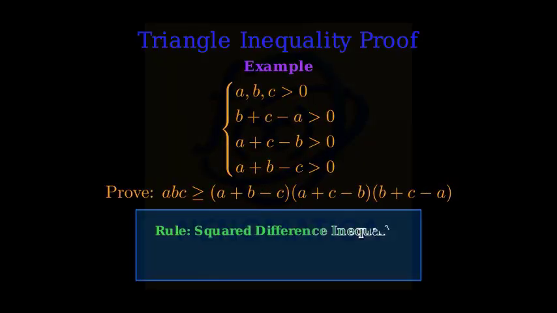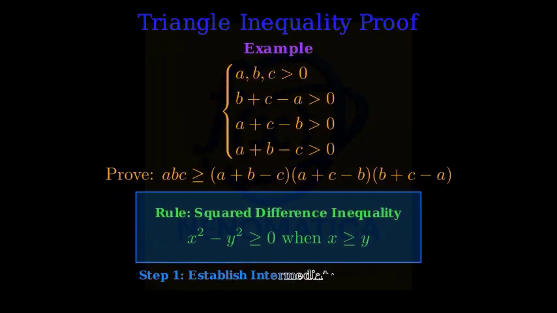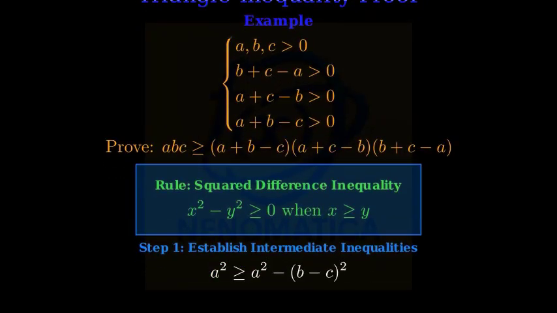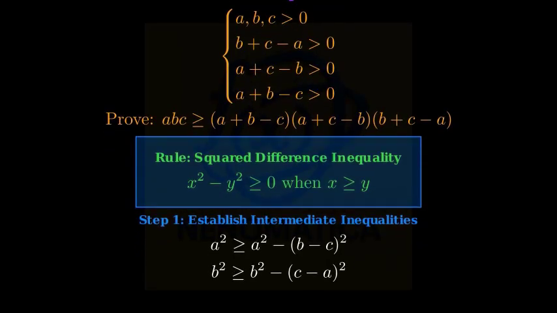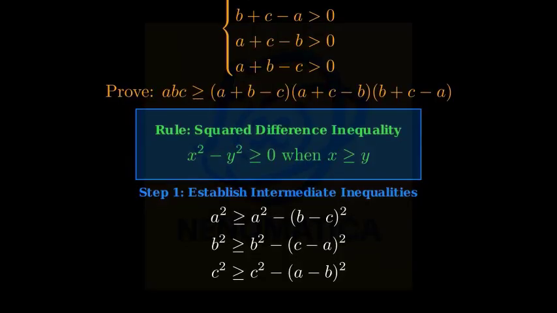Let's follow the algorithm shown in the image. First, we establish 3 intermediate inequalities. The first inequality states that a squared is greater than or equal to a squared minus the quantity b minus c squared. The second inequality states that b squared is greater than or equal to b squared minus the quantity c minus a squared. And the third inequality states that c squared is greater than or equal to c squared minus the quantity a minus b squared.